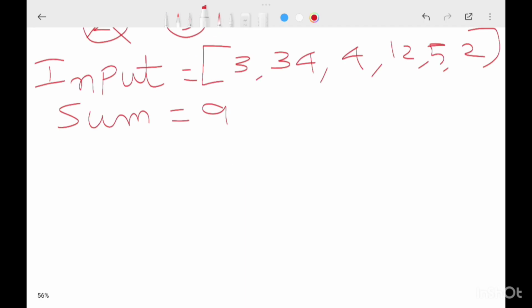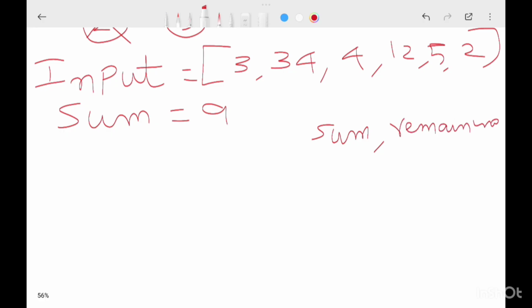So this is the input. The input contains 6 elements, and we need to find the subsets whose sum is equal to 9. So in backtracking, we need to start from the empty state, and then we should find some constraints also. In each state, we will check whether the constraint is satisfied or not. Here for the constraints, I am using 2 values. One is sum, and another one is remaining sum.